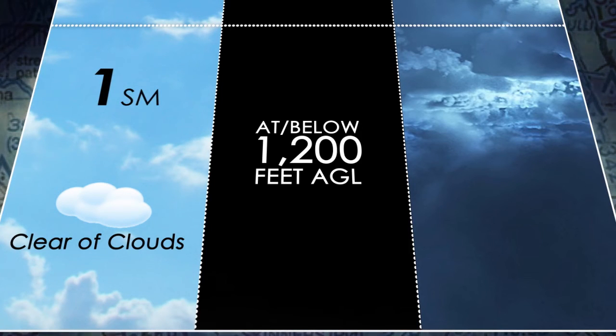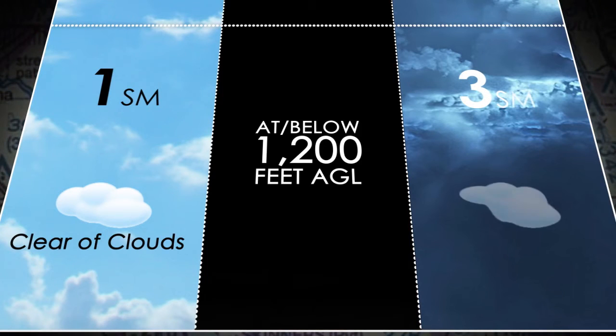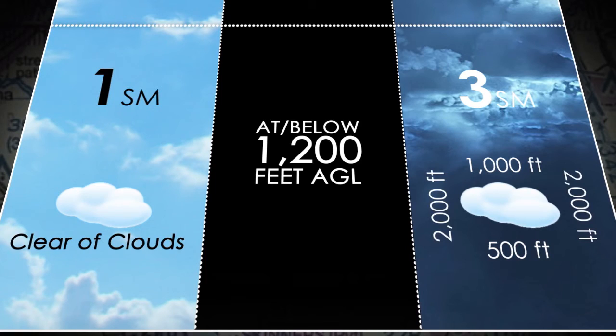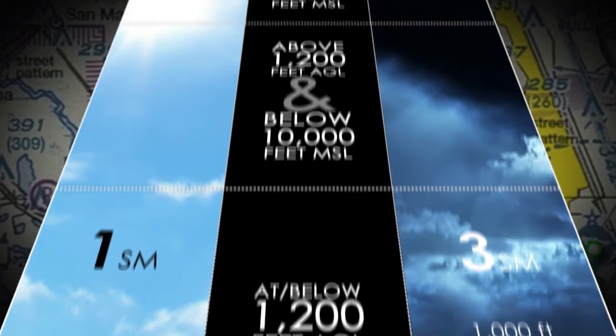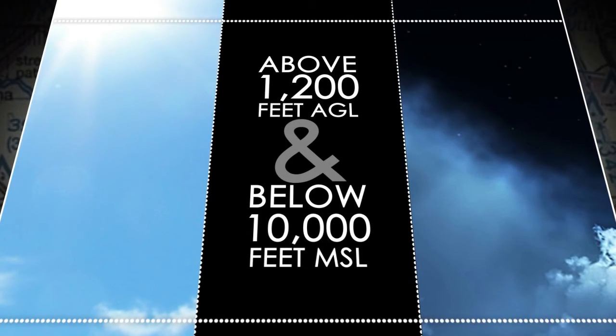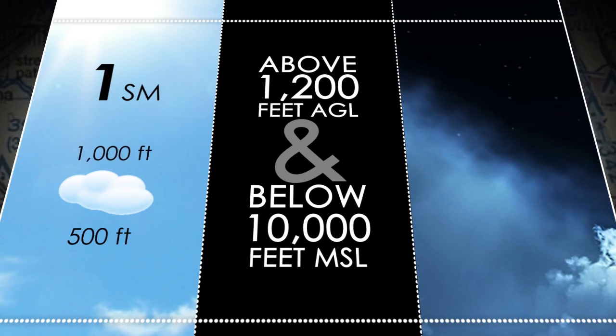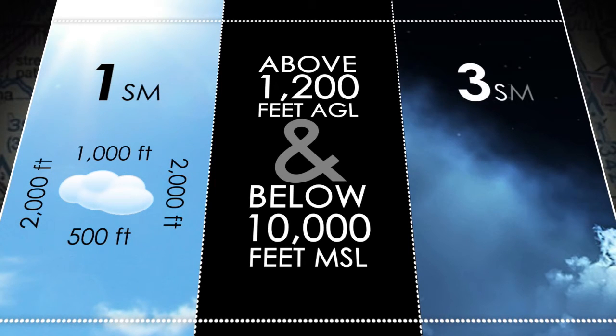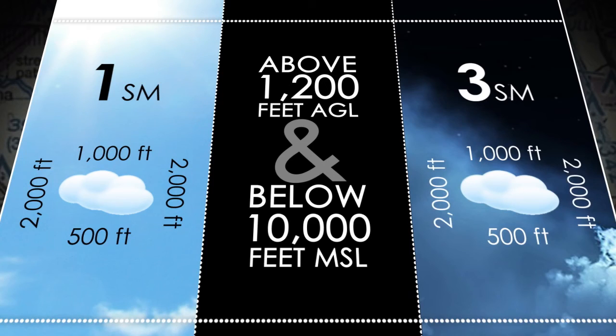At night, the visibility must be at least 3 statute miles, and cloud clearances are 500 feet below, 1,000 feet above, and 2,000 feet horizontally. When flying above 1,200 feet AGL, but less than 10,000 feet MSL during the day, the minimum visibility is 1 statute mile, and again, 500 feet below, 1,000 feet above, and 2,000 feet horizontally from clouds. At night, the visibility is once again 3 statute miles, and the same 5, 1, and 2 for cloud clearances.